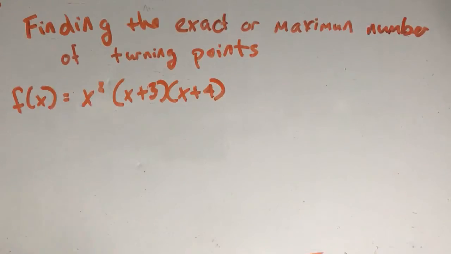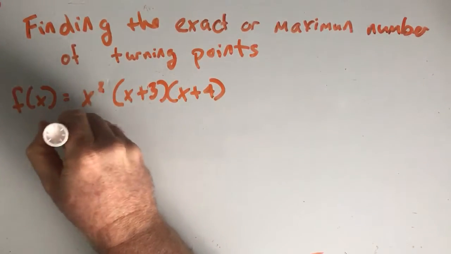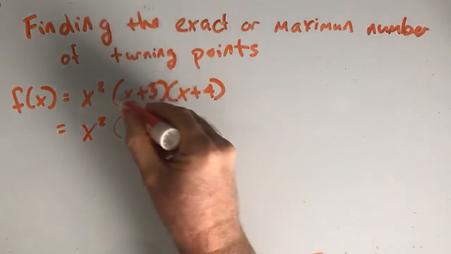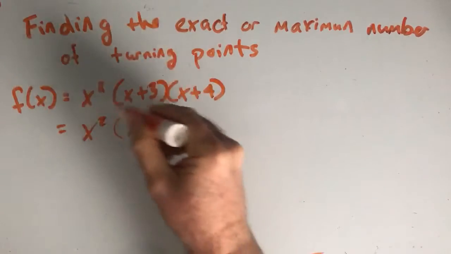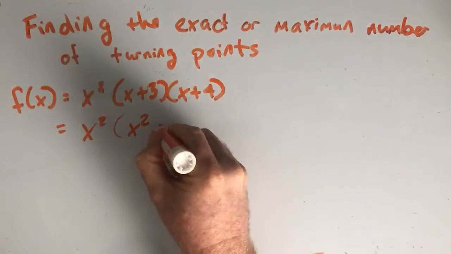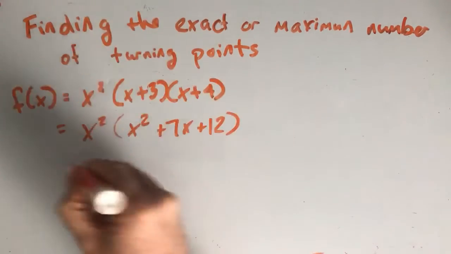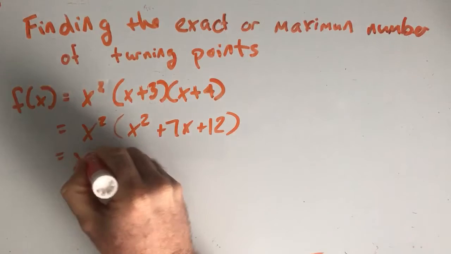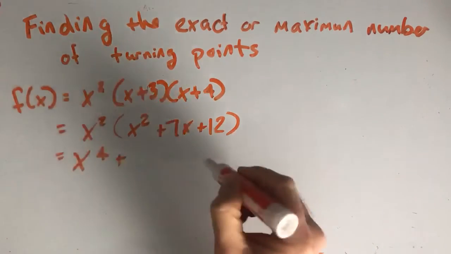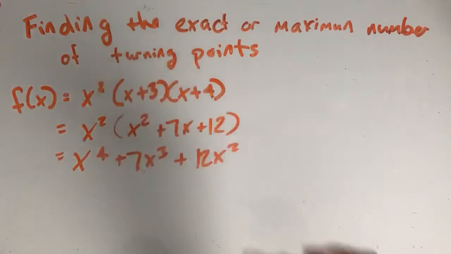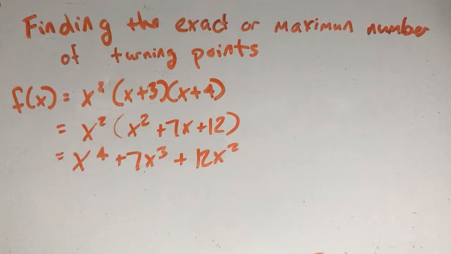So the way I'll do that is I will multiply this out, okay? So I'll do x squared, and then I'll do FOIL on this. So I'll do x squared, and then it's going to be 4x plus 3x. That's 7x, and then last is plus 12, okay? But then I'm going to multiply everything by x squared, so it's x to the fourth, plus 7x to the third, plus 12x squared.